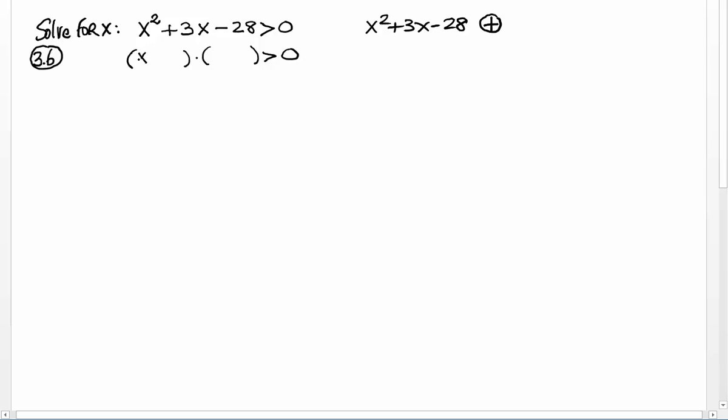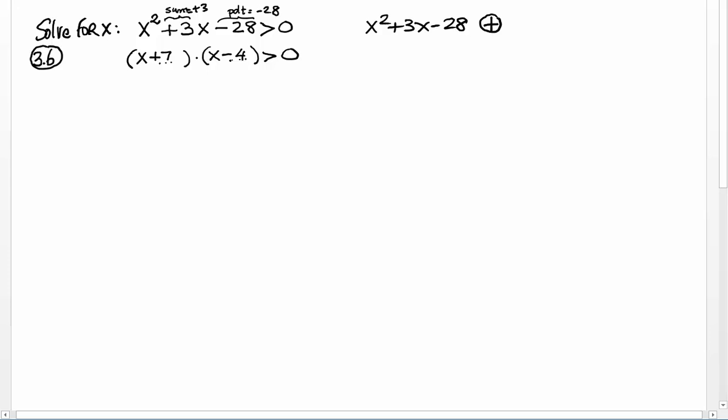To get an x squared, we need an x times an x. To get the two numbers placed after each of the x's in the parentheses, we need to find two numbers whose product is going to be negative 28 and whose sum is going to be positive 3. So if you think about it, you're going to need the numbers plus 7 and negative 4.